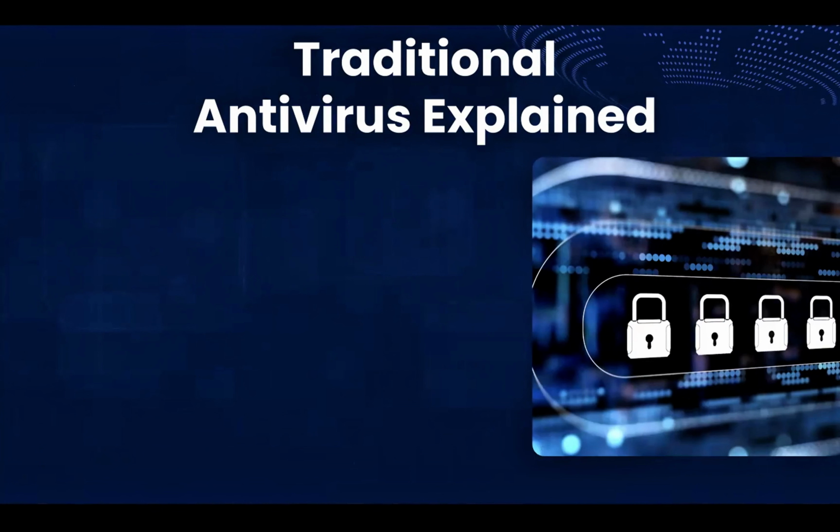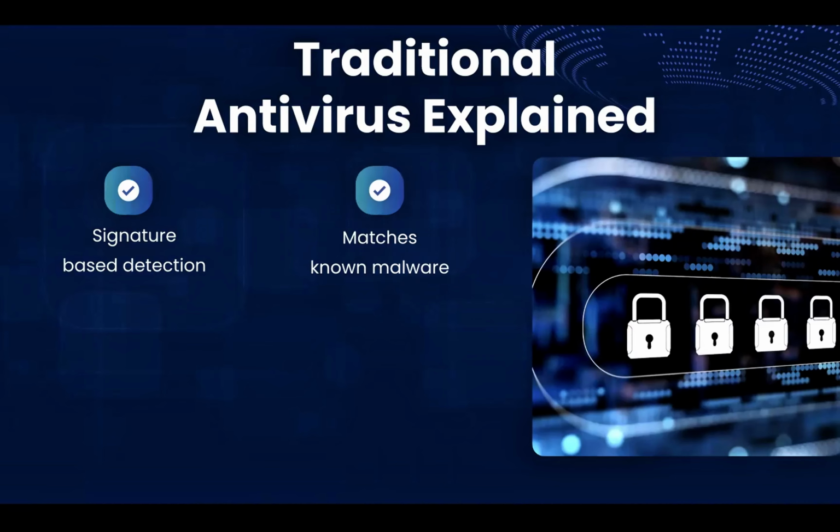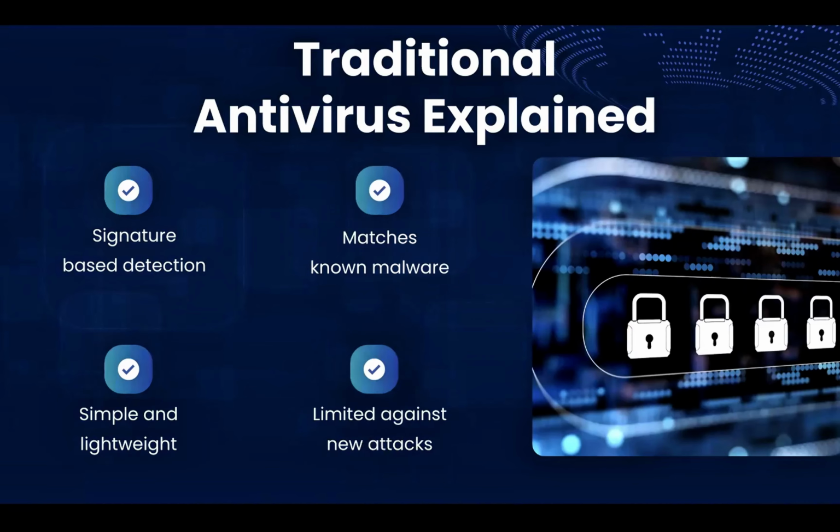To protect endpoints, we use antivirus. So let's consider traditional antivirus. Antivirus was the original endpoint defense. Traditional antivirus uses signature-based detection. It matches known malware patterns. It is simple and lightweight, and it struggles against new and unknown attacks.